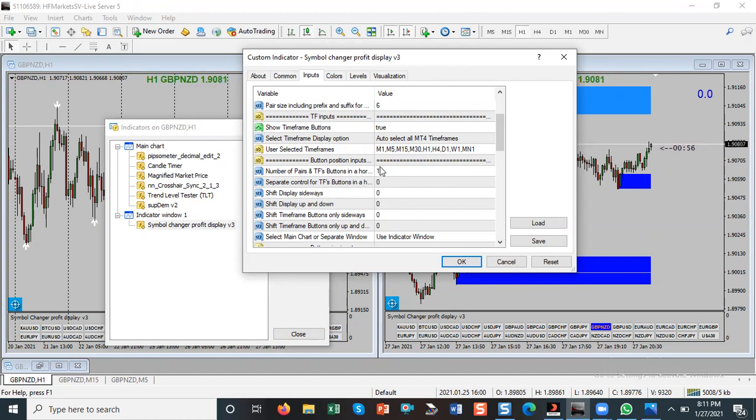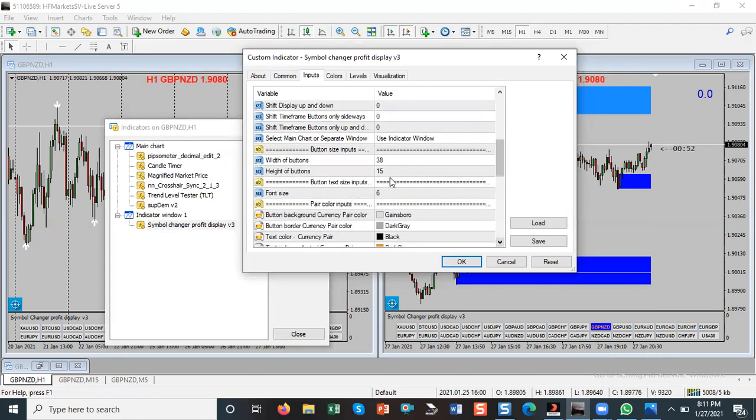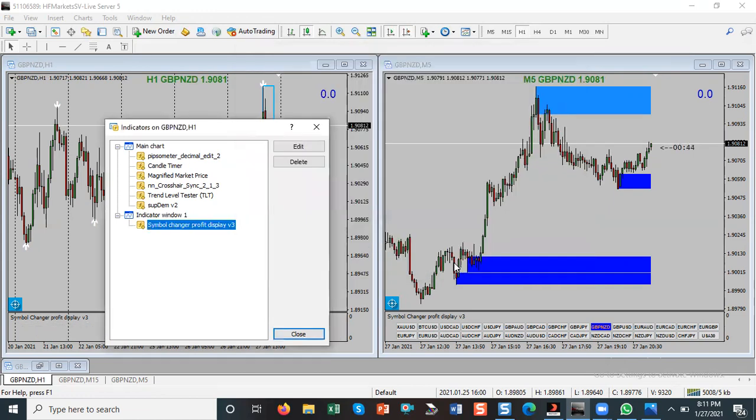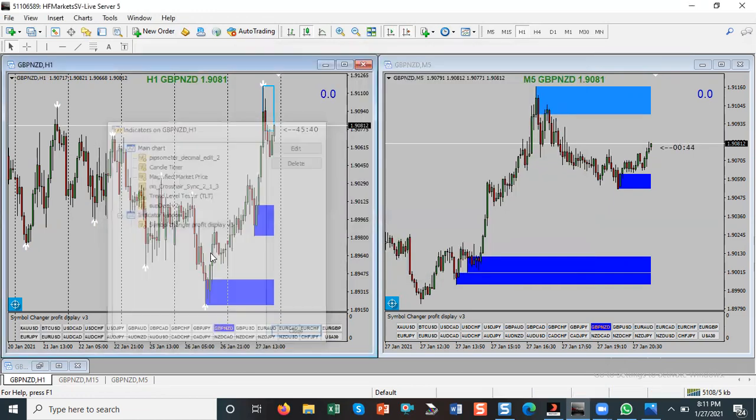You are going to change this to 15. Here, width of the button, make it 38. Height of the button, make it 15. Then the font size, make it 6. Then you click OK. So that is what we have here. All of them, these are the pairs I'm trading on.